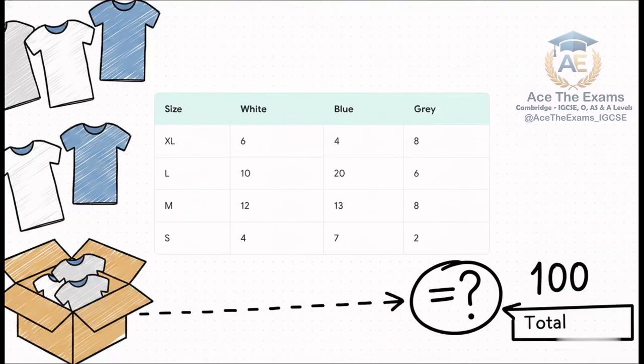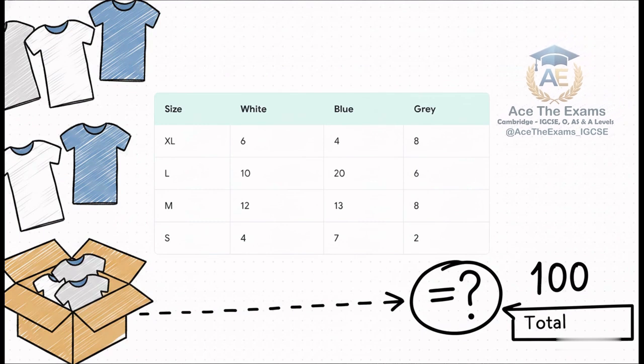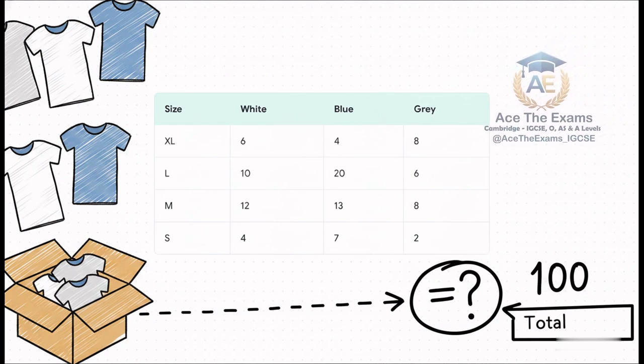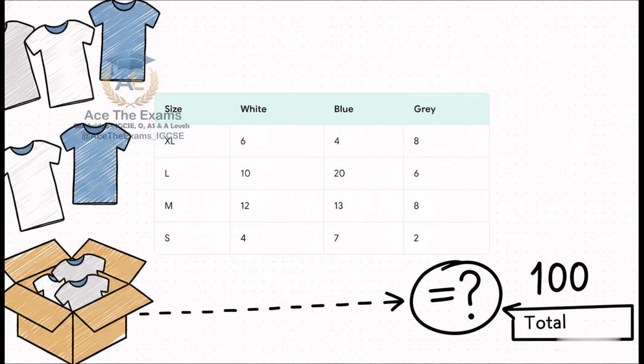Look at the sheer size of this grid. We have 3 colors across the top, white, blue, and gray. And we have 4 sizes down the side, extra large, large, medium, and small. That is 12 individual data cells. If the shirts are unpacked randomly from the delivery box, we need to be able to isolate any specific target instantly. Before even reading the question, what is our very first move?